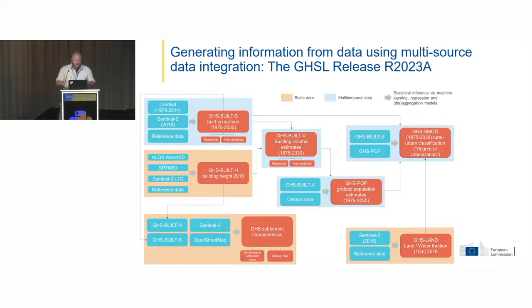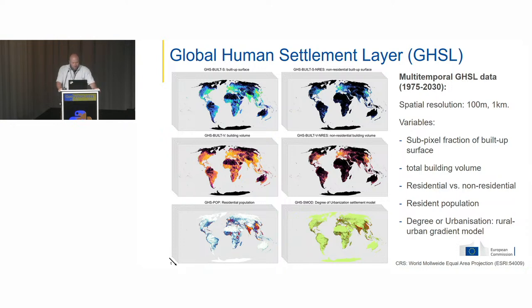You can see that there are some dependencies. There is a kind of hierarchical dependency between these data sets, so some of them depend on the other ones. Just to illustrate this kind of ecosystem. Here you can see some of the multi-temporal data sets, which are available at a spatial resolution of 100 meters, also downsampled to 1 kilometer. Variables include the subpixel fraction of built-up surface, total building volume, disentanglement of residential and non-residential built-up areas, and there's the GHS POP, which measures resident population at 100 meter resolution, and there is the degree of urbanization, which is a consistent model of the rural-urban continuum.